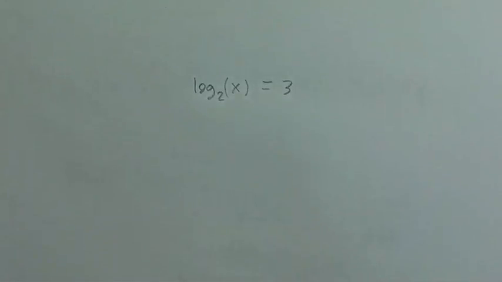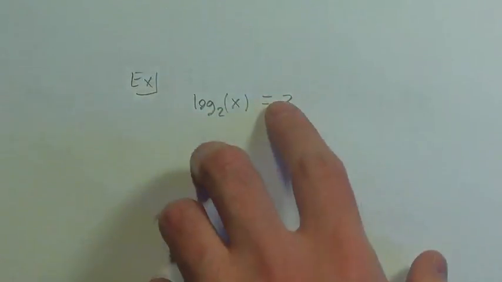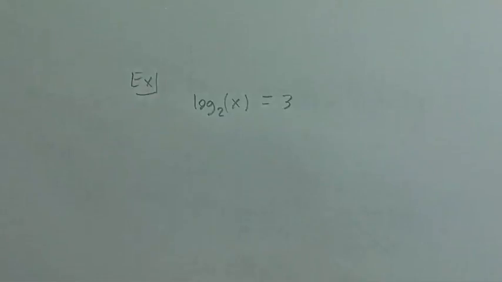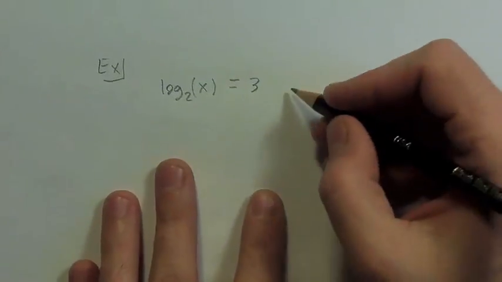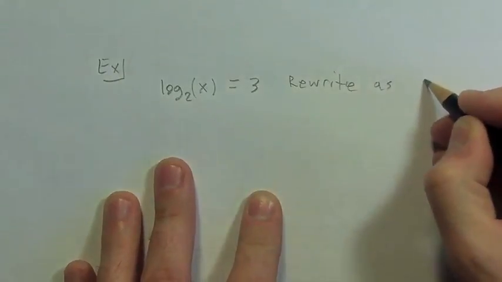So for example, let's say I have log base 2 of x is equal to 3. Well, the trick of the log equation is actually not even as complicated as the exponential equation. We just rewrite this as an exponential.